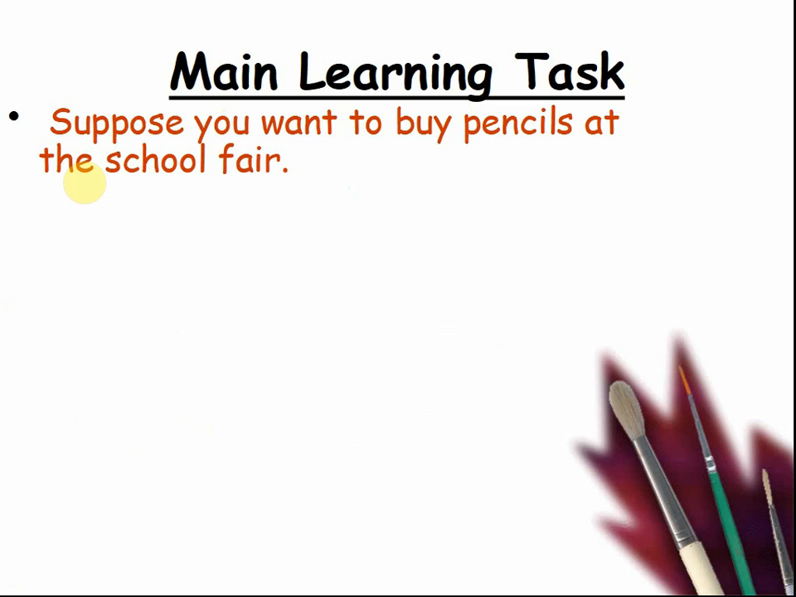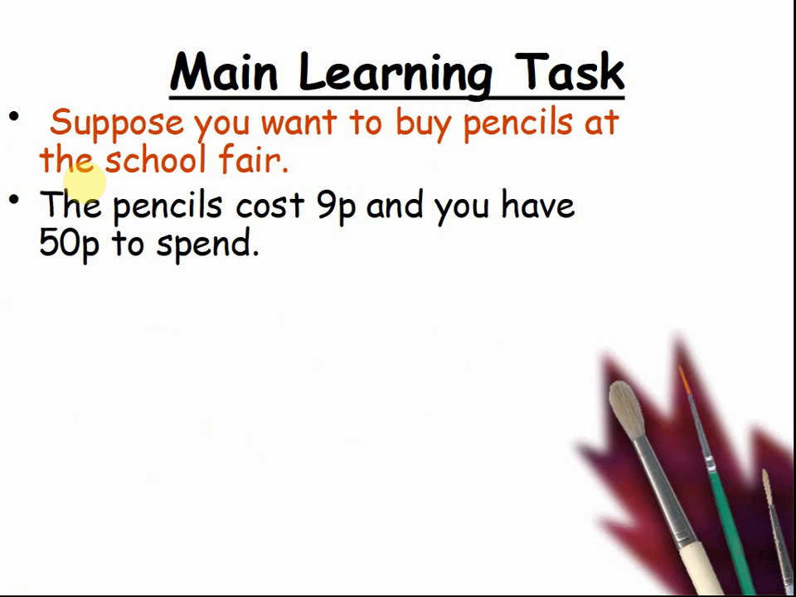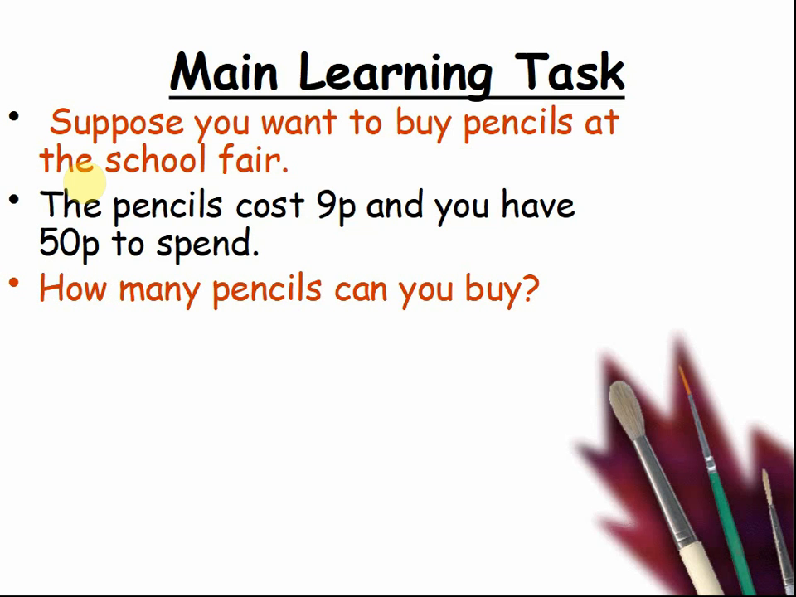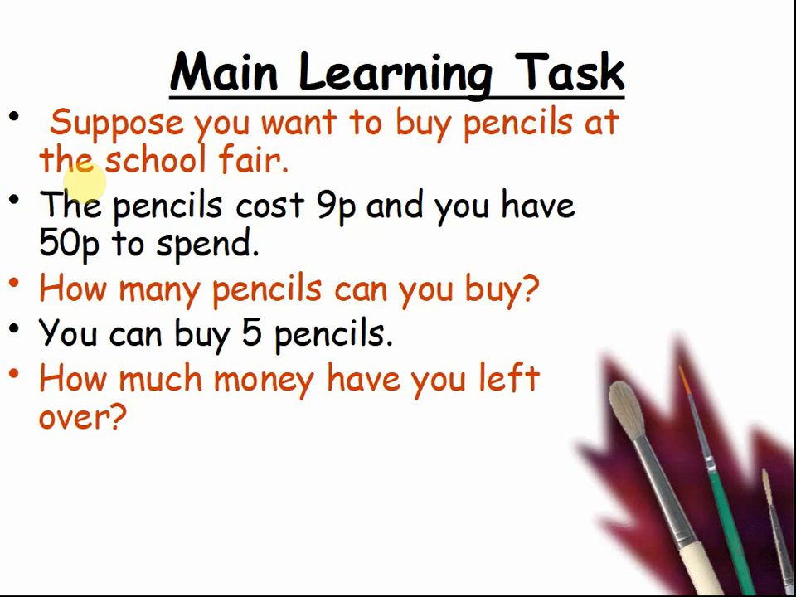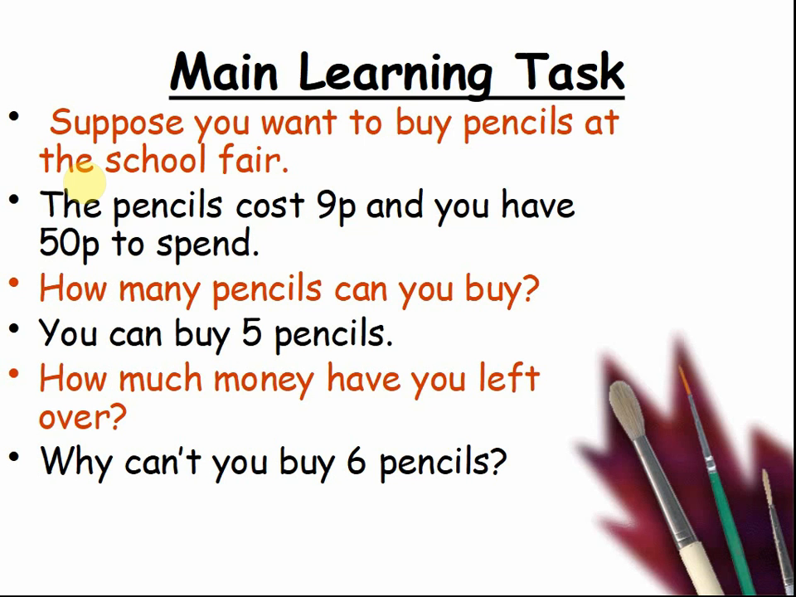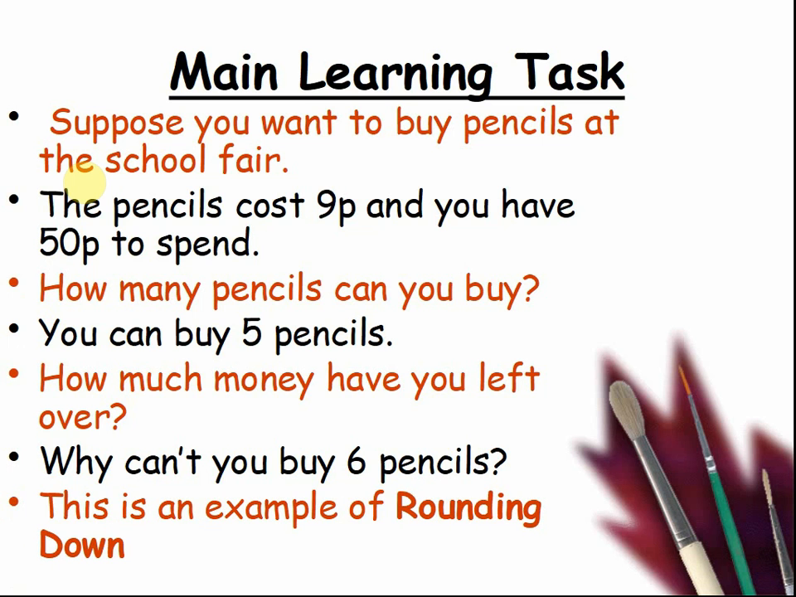Suppose you want to buy pencils at the school fair. The pencils cost 9p and you have 50 pence to spend. How many pencils can you buy? Pause the video and solve the question. You can buy 5 pencils. How much money have you left over? 5p. You can't buy 6 pencils because you don't have enough money. This is an example of rounding down.